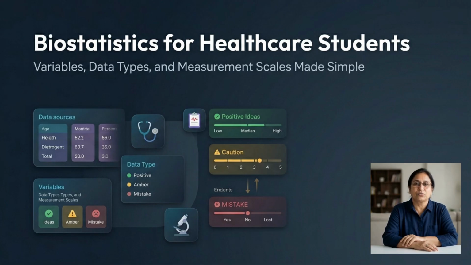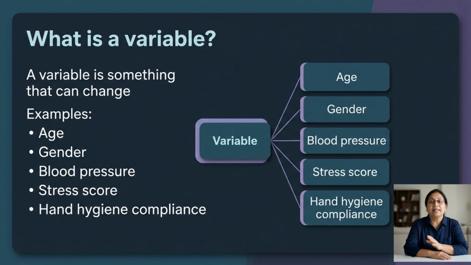Now we move to one of the most important foundation topics in the whole series: variables, data types, and measurement scales. If this topic becomes clear, many later things become much easier, including descriptive statistics, choosing the right test, and reading research papers properly. Let us begin with one simple question.